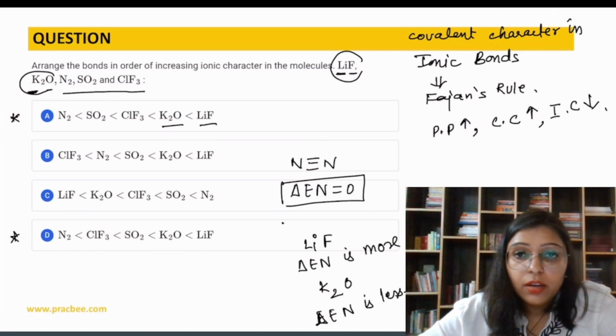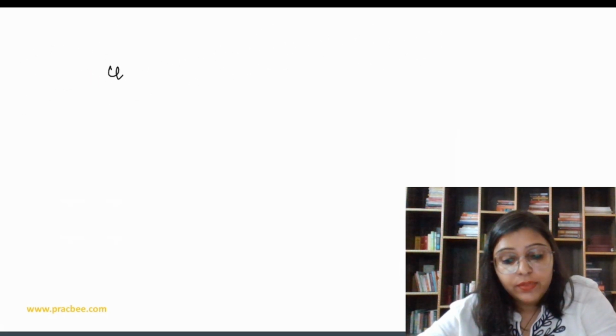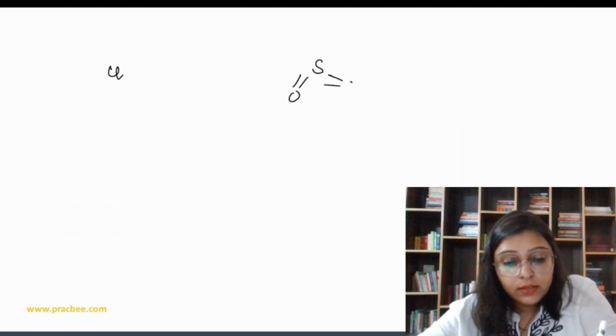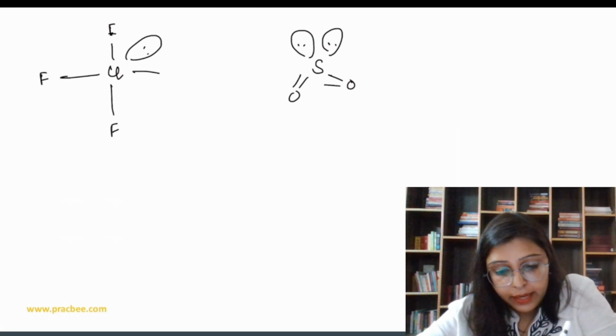Now we have to check for ClF3 and SO2. So ClF3, let's check, and SO2. SO2 is this, and then we have two lone pair. Then the ClF3 structure is this, right? T shape, and we have lone pair like this.